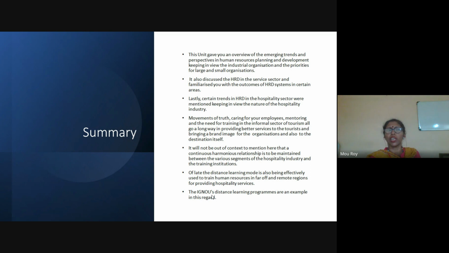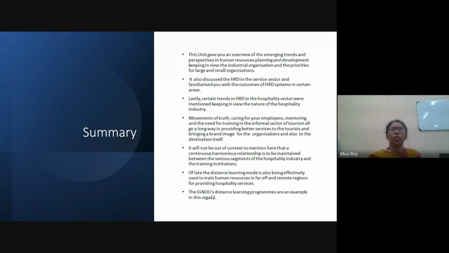And if employees are not happy, you will see them leaving the organization and joining some other organization. This has a very negative impact on the employer. We also discussed HRD in the service sector, and you have been familiarized with the outcomes of HRD systems in certain areas. There are certain trends in HRD, especially in the hospitality sector, where you have to keep in view the nature of the hospitality industry, because there are a lot of destinations.